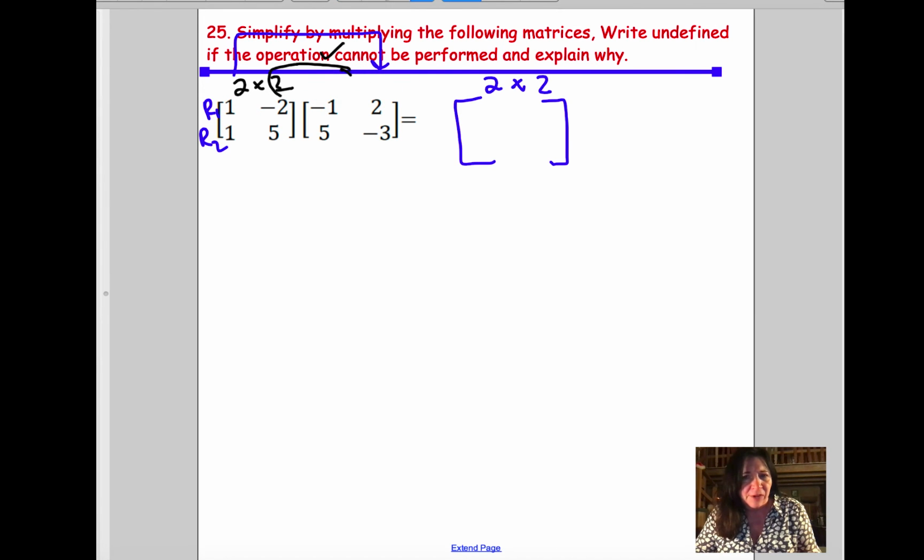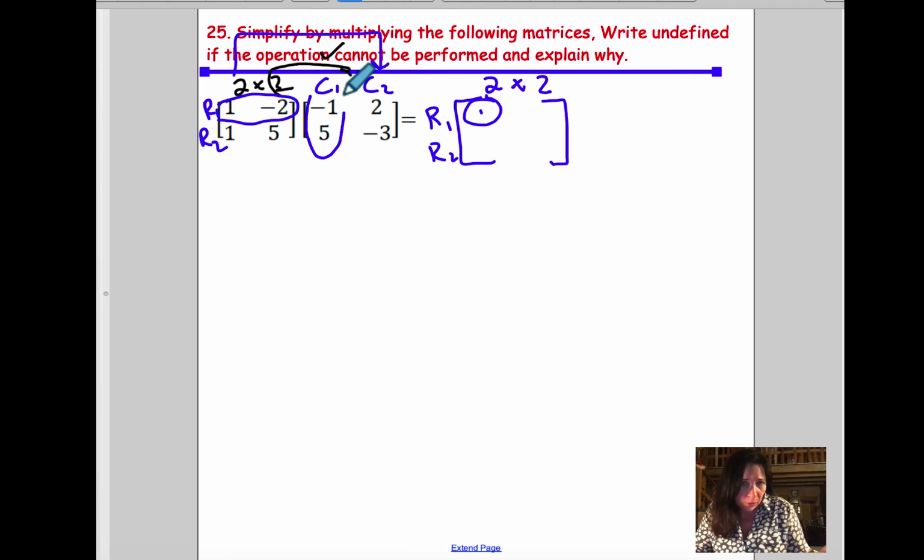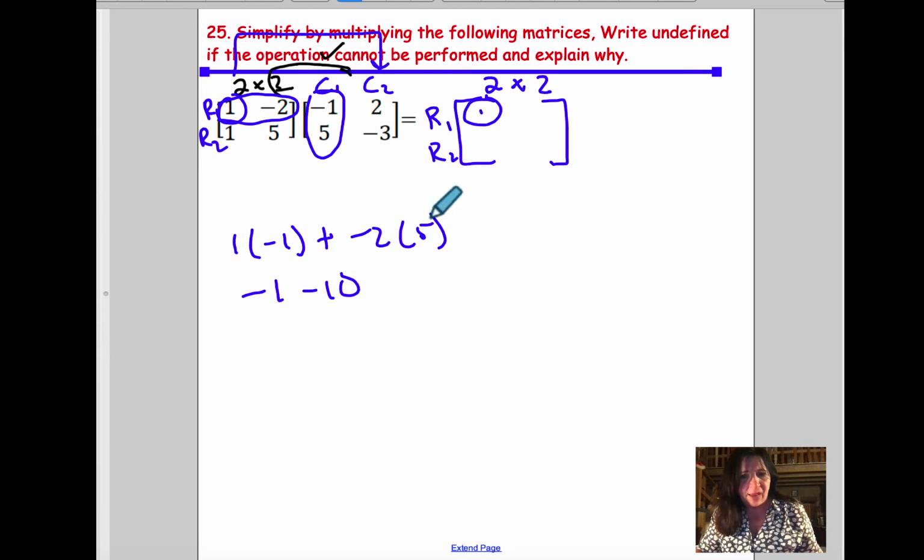I'm going to erase this now on top because we already know we can multiply these. This is column 1 and this is column 2. So this is row 1, row 2. This is column 1, column 2. So if I want to find row 1 and column 1, I'm going to multiply row 1 times column 1. That's how you do that, okay? And then what you do is you multiply, add. So you're going to go 1 times negative 1, see this times this, plus negative 2 times 5. So that's going to be negative 1 minus 10, which is negative 11. So that first value right here is negative 11.